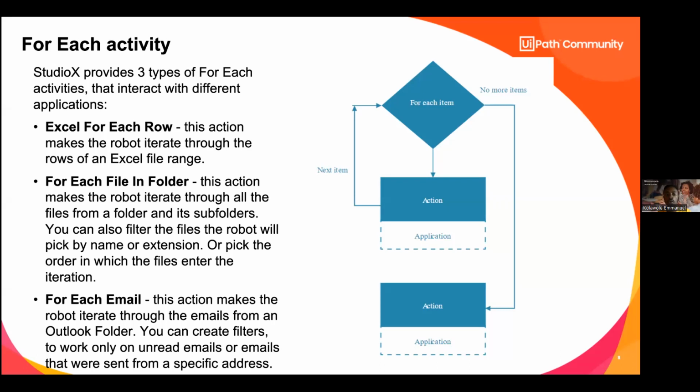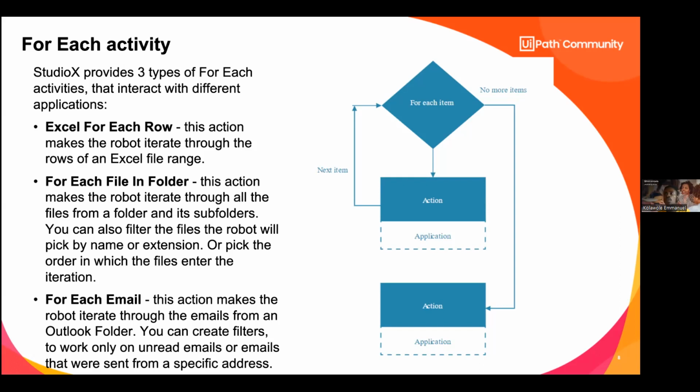For each row, what it means basically is the bot iterates through the rows in an Excel. What do I mean by that? It means the bot checks each and every row and performs a set series of activities on the rows. In an Excel, we know Excel is divided into rows and columns. So the bot checks each and every row and performs an activity. How do we use that in our daily activity, in our workspace?